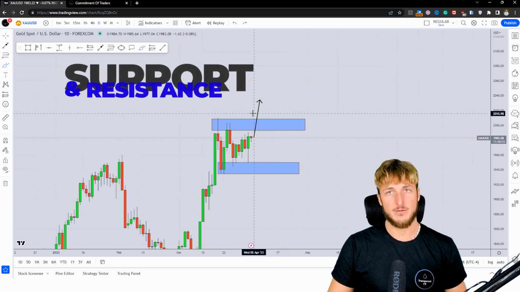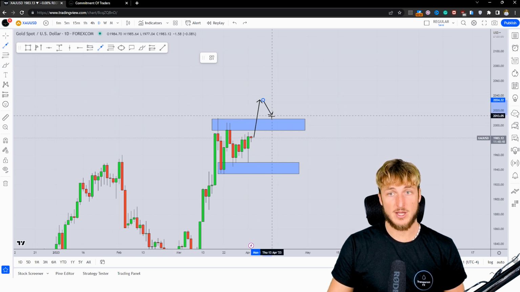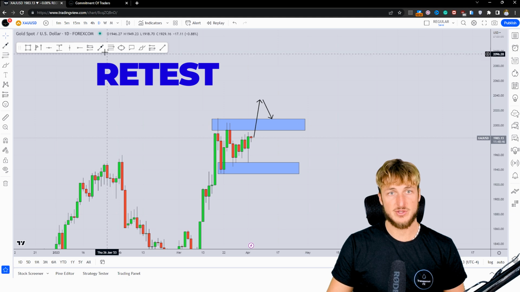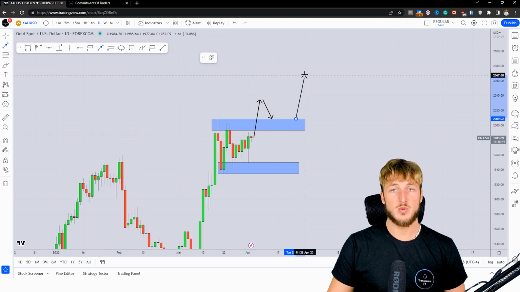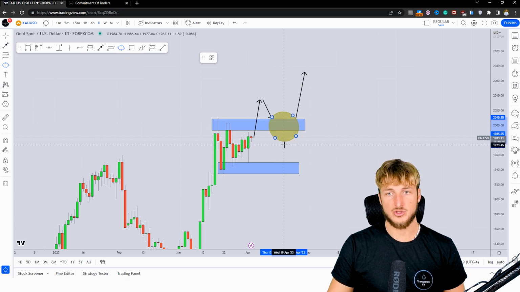So we don't know if the market will manage to break the top of this range, but if we do get the break, after the break, on the retest of the previous resistance turned support, this is where we would have quite interesting probabilities for a potential rejection to the upside.